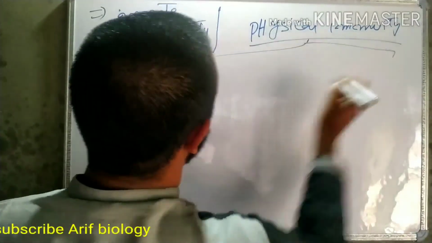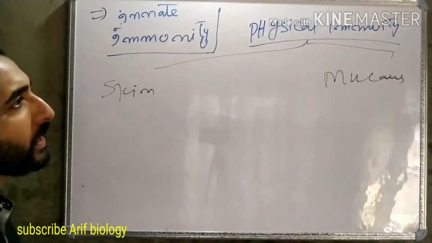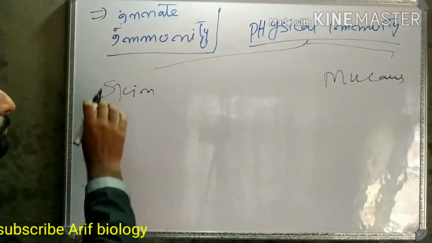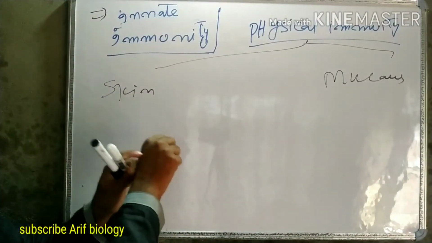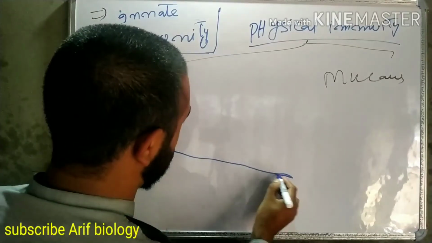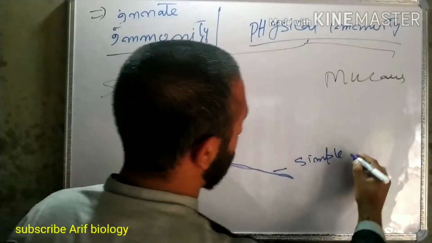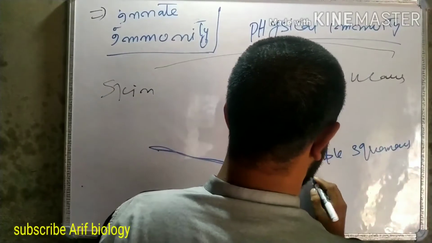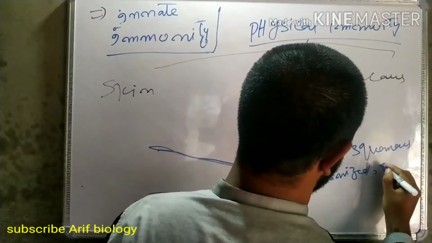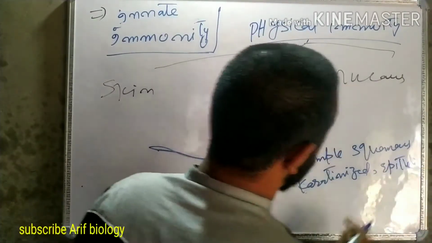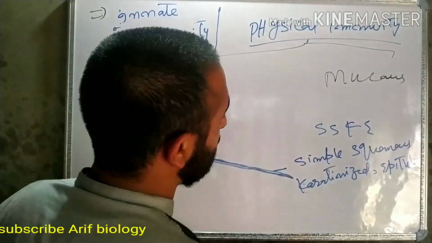Physical immunity mostly has skin and mucus. The physical barrier or physical type of immunity is present in 2 forms. First is skin, another is mucus. Let me discuss the skin. See, this is skin. This is the outer part. Suppose this is skin. This is the first layer, which is made of simple squamous keratinized epithelium. This is the formation of the first layer of skin.